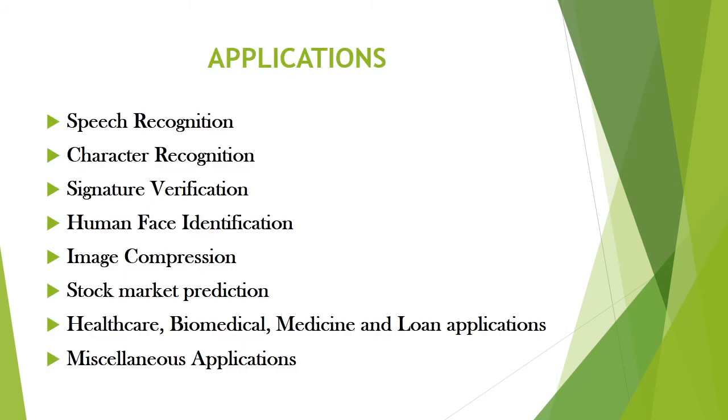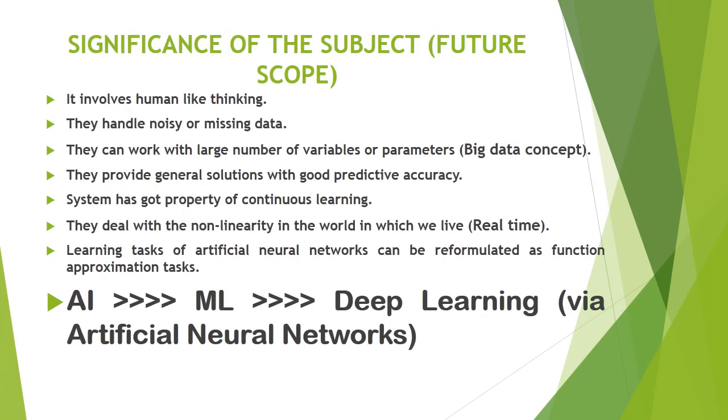So let us see a set of applications where you can use artificial neural networks. The first ones are speech recognition, character recognition, human face recognition, handwriting, and signature verification. Then it can also be used for image compression, stock market, healthcare, and a lot of other miscellaneous applications.